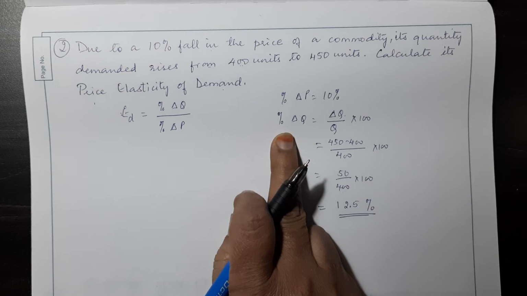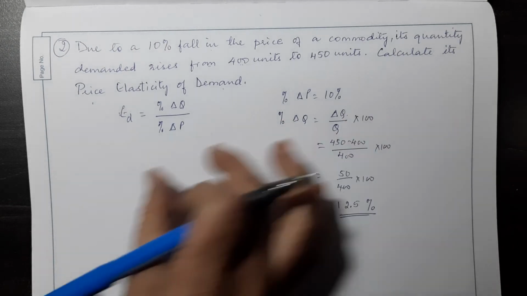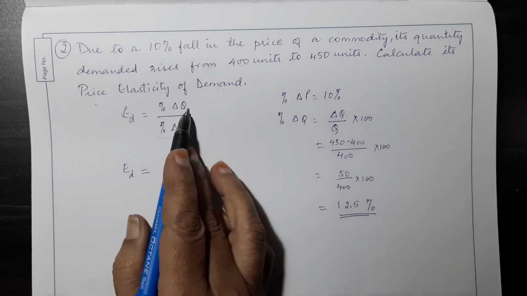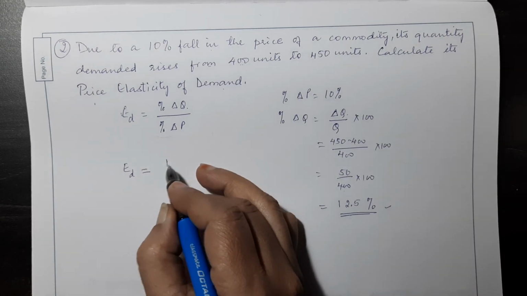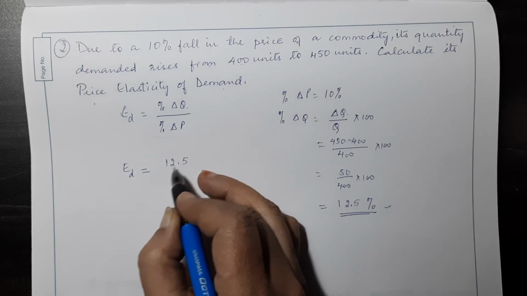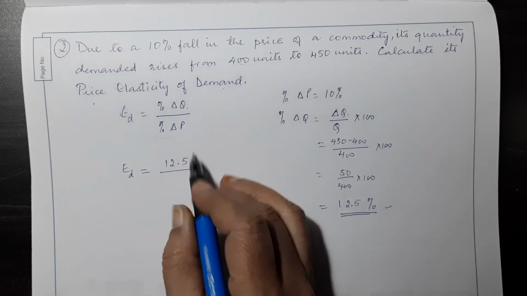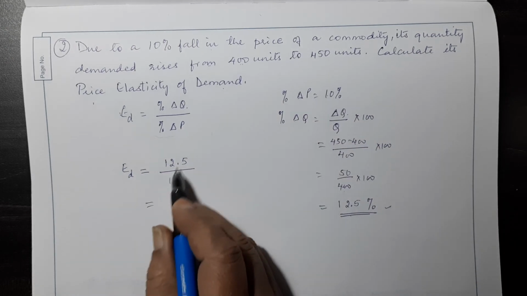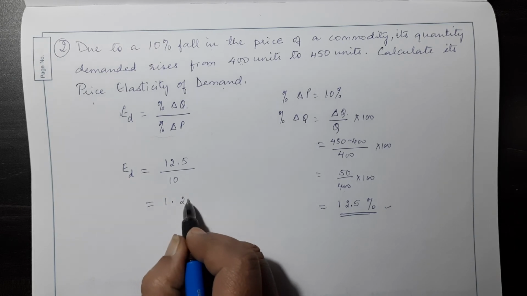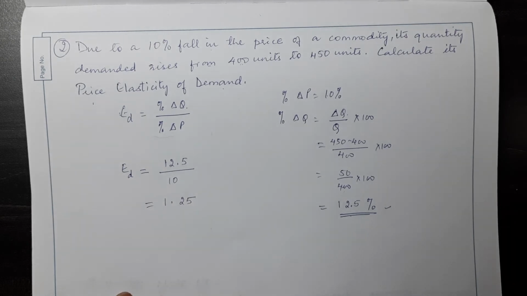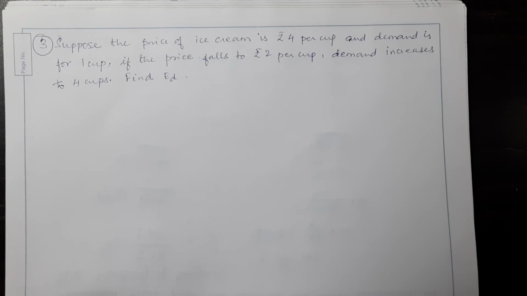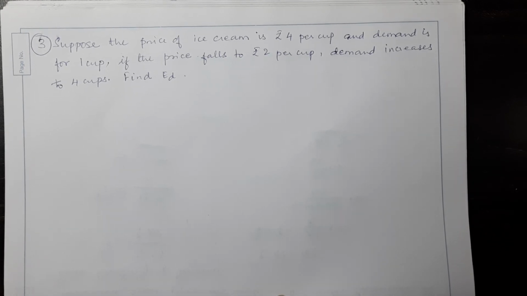Now, we have percentage change in quantity demanded also. I will put these values over here to find ED, which is price elasticity of demand. Percentage change in quantity, we just now found out, 12.5% divided by percentage change in price. We know it from the question. It is 10%. So the decimal shifts and you get 1.25. Right? So elasticity of demand is 1.25. That's it.